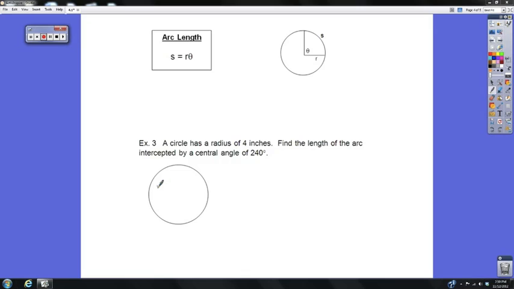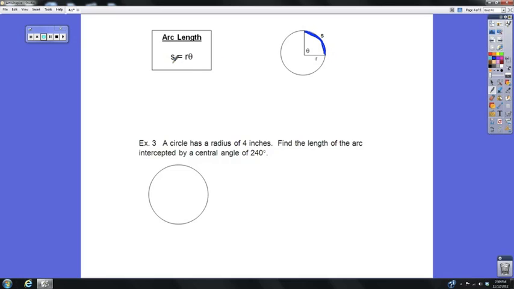On this next example, we are going to be looking for arc length. So let's talk about the formula before we try the example. Arc length is the measure around the outside of the circle. So this right here is an arc. Okay, it's part of the circumference. I don't know why S represents arc, but S right here is the arc length. So it's part of the circumference, part of the outside of the circle.